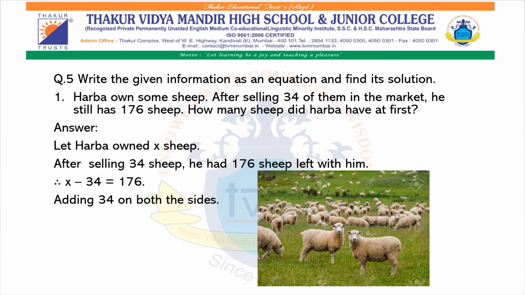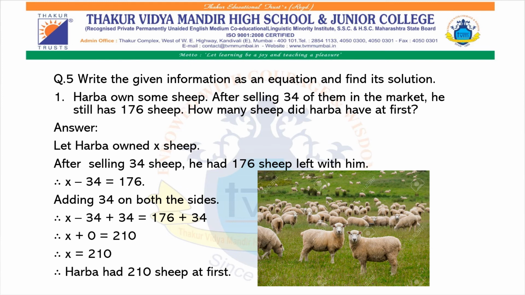Adding 34 on both the sides. Therefore, x minus 34 plus 34 is equal to 176 plus 34. Therefore, x plus 0 is equal to 210. Therefore, x is equal to 210. Therefore, Herba had 210 sheep at first.